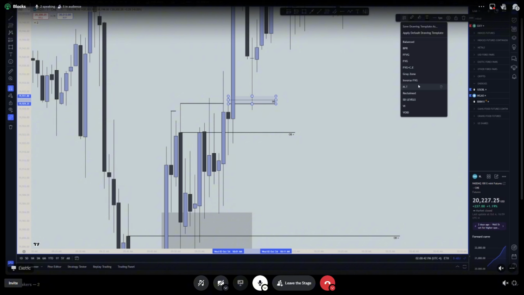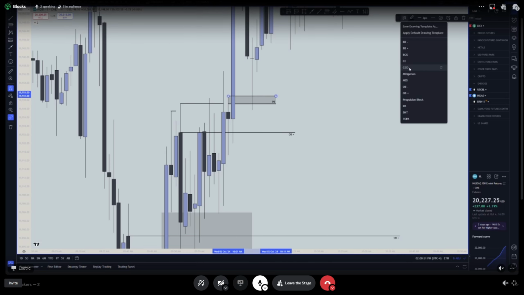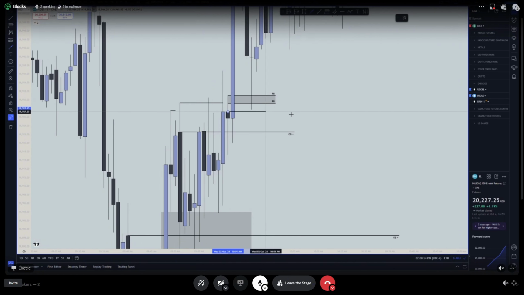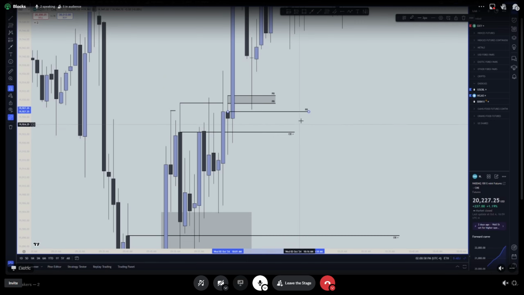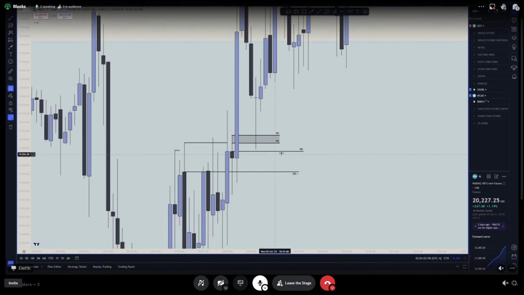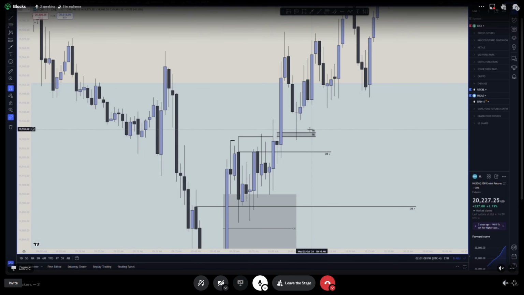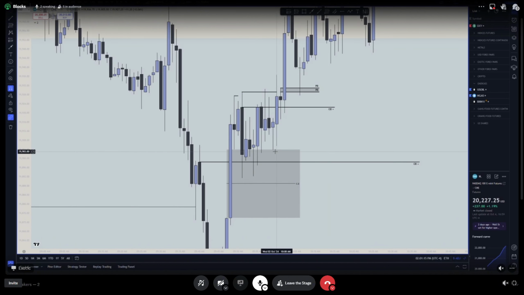So you want to see that strength come in here, right? What I recommend for propulsion blocks is you either use the consequent encroachment of it or use the wick, whichever you choose. But there is absolutely nothing wrong with using the body here. The body is just as good, but just note that if you see this propulsion block, depending on how heavy price is, it may not come and touch the body. Okay, so do we have any questions about the propulsion blocks or order blocks so far, whether it comes to the creation of it, what the order blocks are, anything like that?